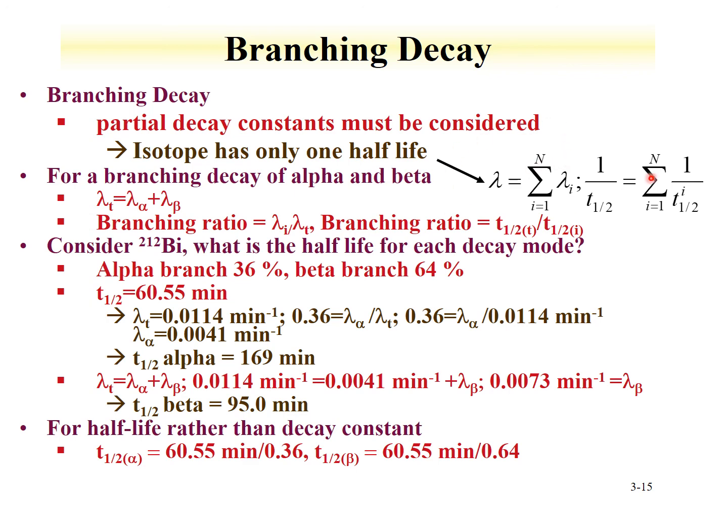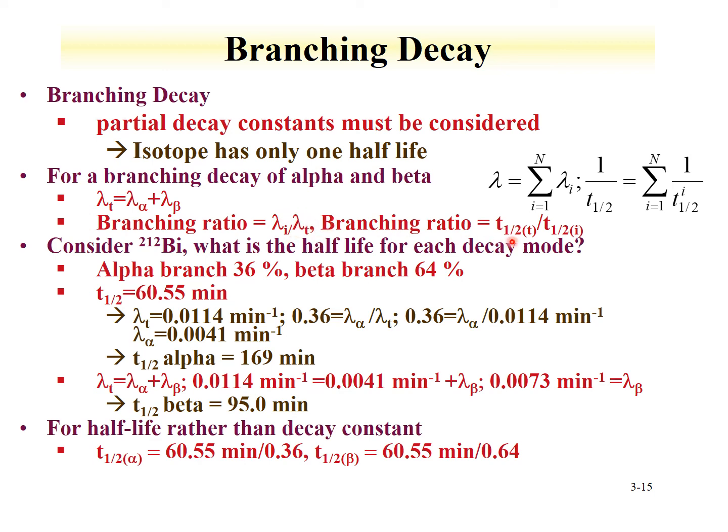From this equation here, any decay constant is just equal to the sum of its components. Let's take an example of an isotope that decays by alpha and beta. So the alpha decay constant plus the beta decay constant is equal to the total decay constant. The branching ratio is just the ratio of the alpha decay constant divided by the total decay constant.